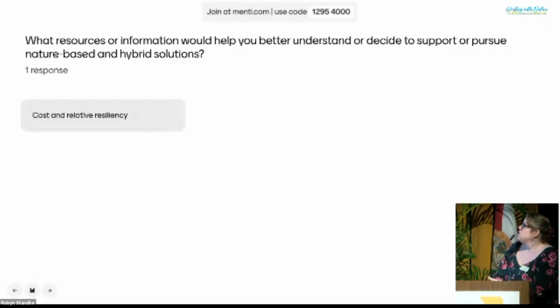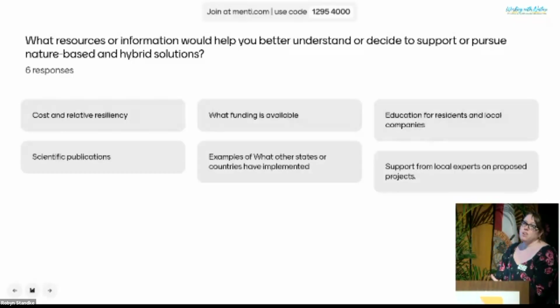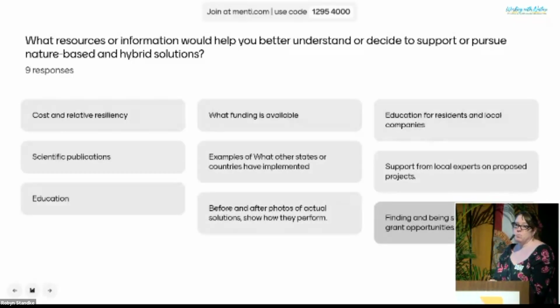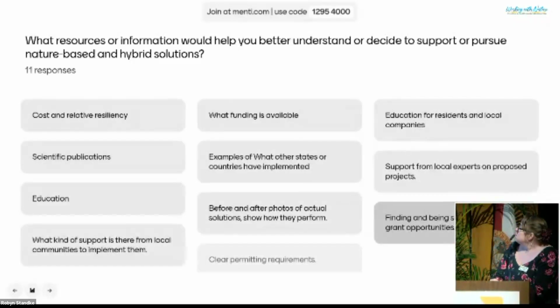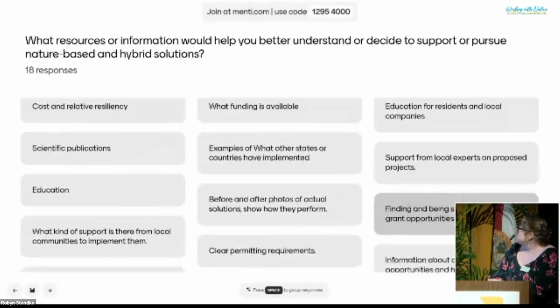Okay, so cost, relative resiliency, sources of funding, okay, education. So scientific publications, the scientific data to support these options. I like that example of what other states or countries have implemented. That's partially why we decided to look at these case studies with everybody, to show people what these things look like when they're implemented on the ground. Support from local experts on proposed projects.